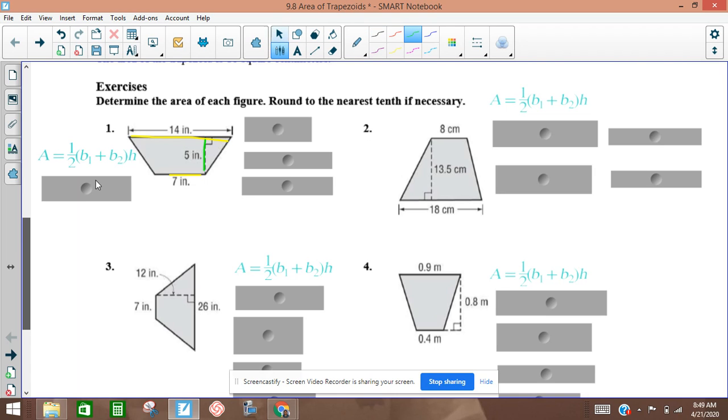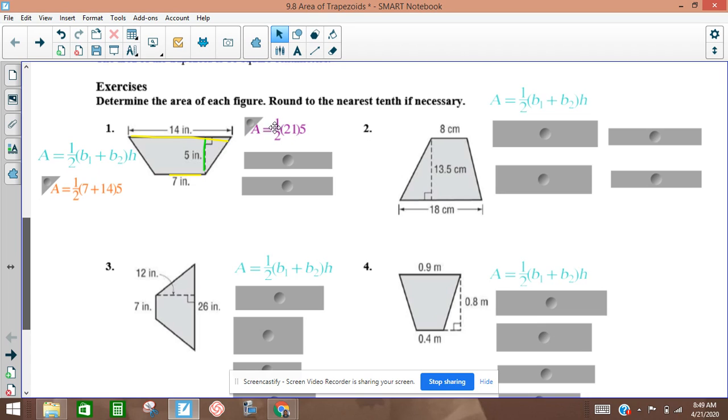So I have the formula here. So we need to plug in the numbers, these three numbers, into the formula, which are the bases and the height. When I put them in, it says the area is equal to 1/2 times (7 plus 14) times 5. Now here I follow order of operations, so I will add first anything that is inside parentheses. So 7 plus 14 is equal to 21, which now my formula will look like area is equal to 1/2 times 21 times 5.